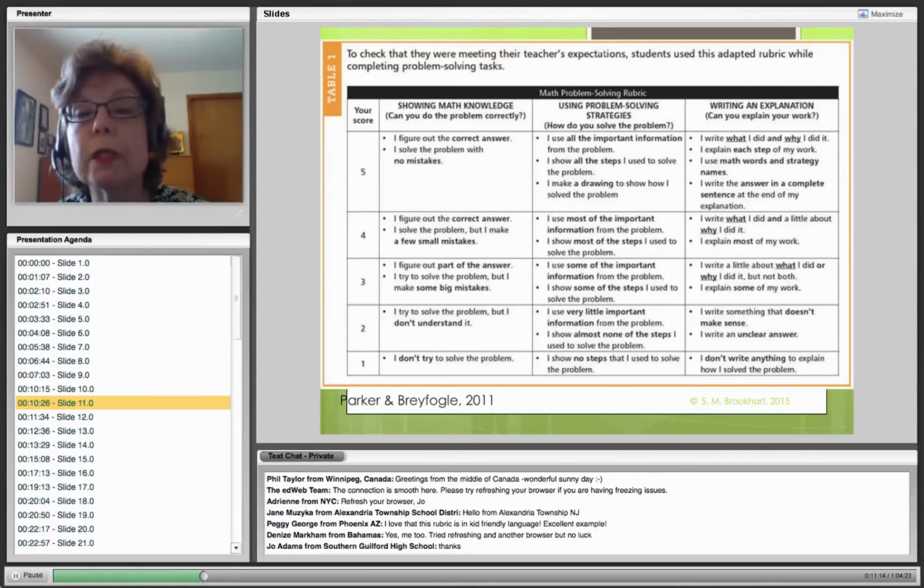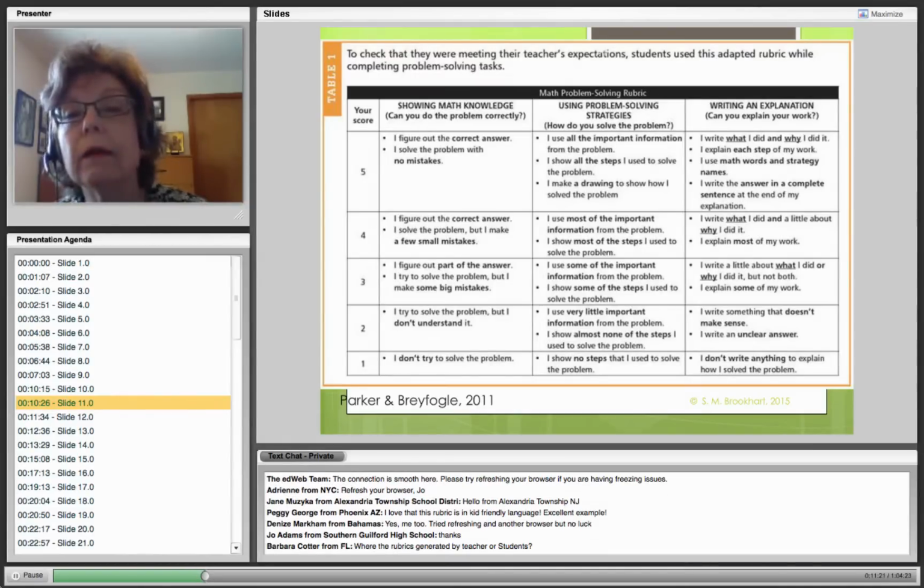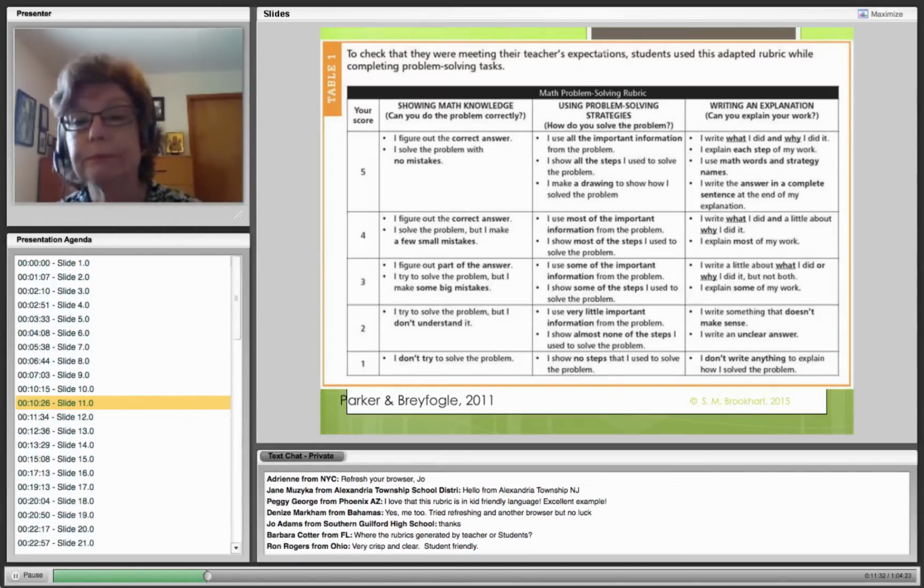Notice that the performance level descriptions in this one are written from the student's point of view. I write what I did and why I did it. I explain each step of my work. I use math words and strategy names, and so on. This is an excellent example. Not all rubrics are this good, but this is what you're aiming for.